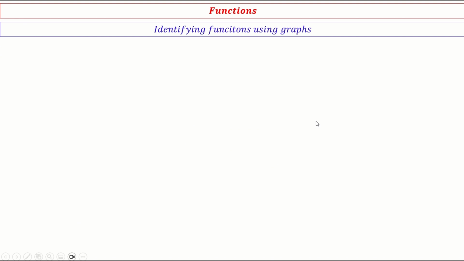Okay. Identifying functions using a graph. Now we know how to identify a function. A function should not have two images for a single element in set A, and every element should have an image in set B. These are the two things. But let's say a graph is given like this. Now how do you identify if it is a function or not?